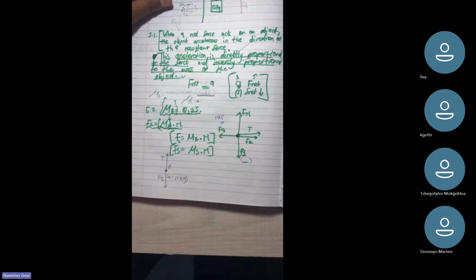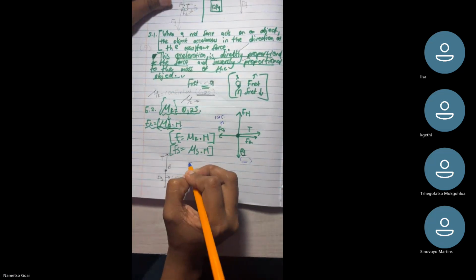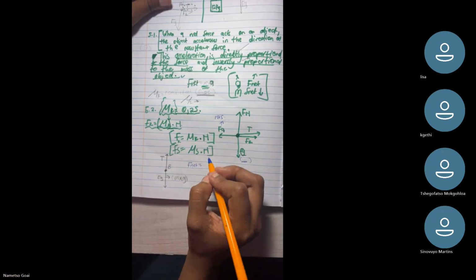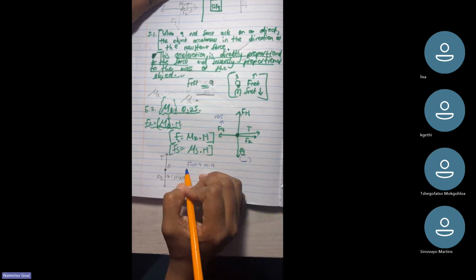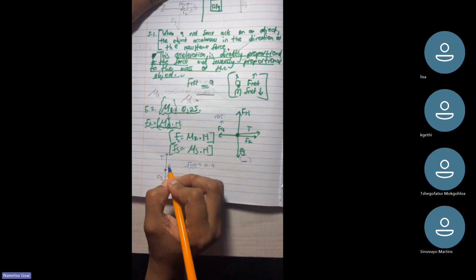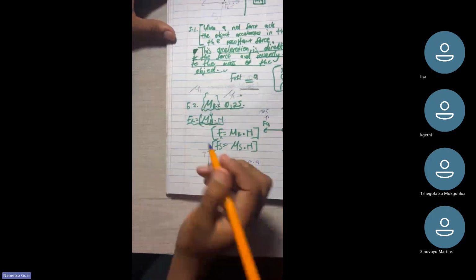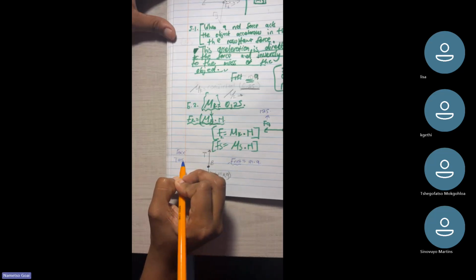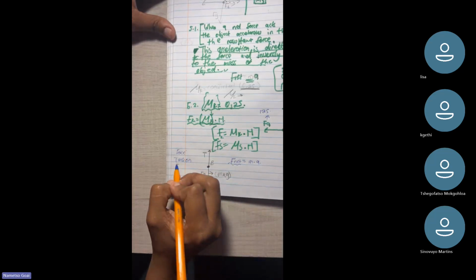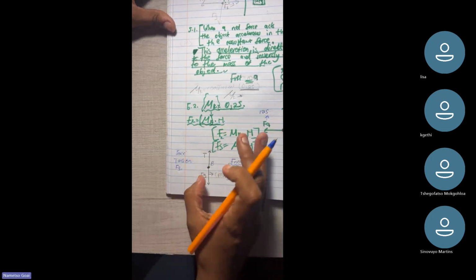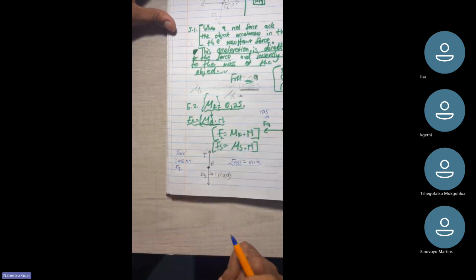So, wait, sorry. We have F net equals what? M times A, right? So for our F net, we know all the forces acting on block B. Let's name the forces. We just have tension, and we have FG.